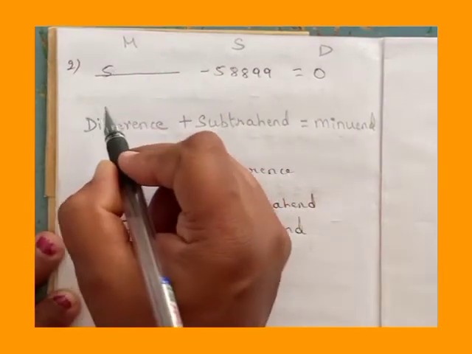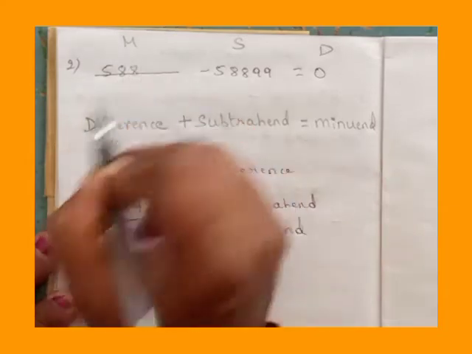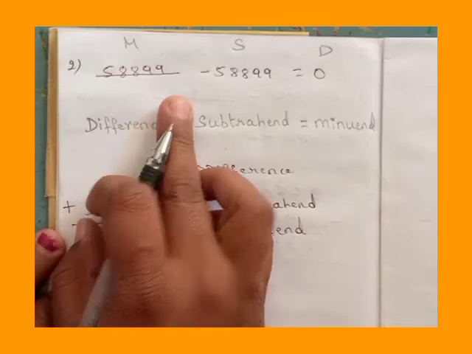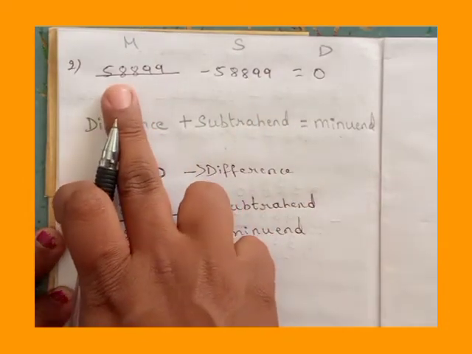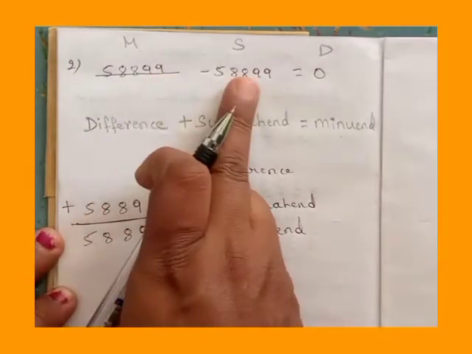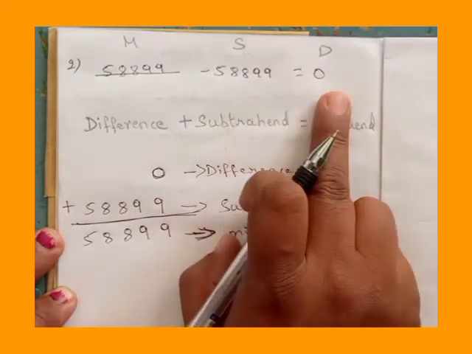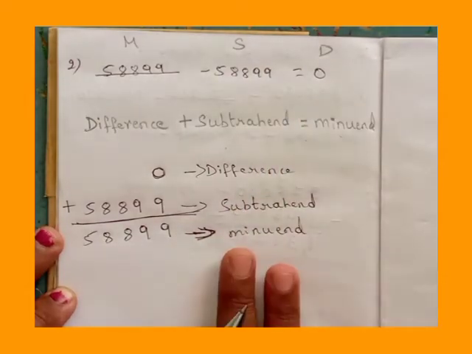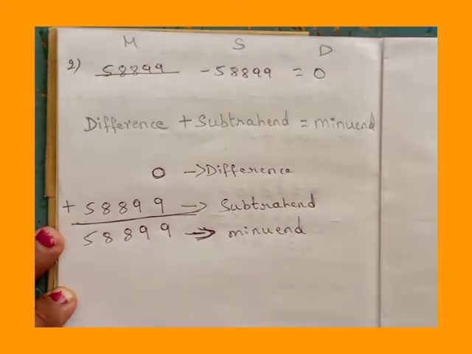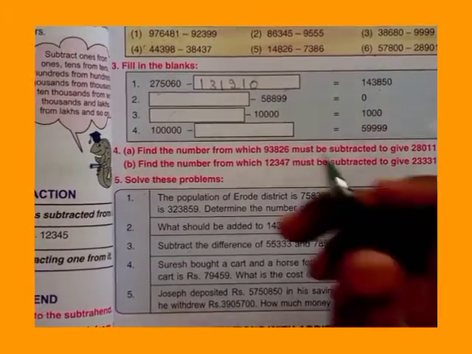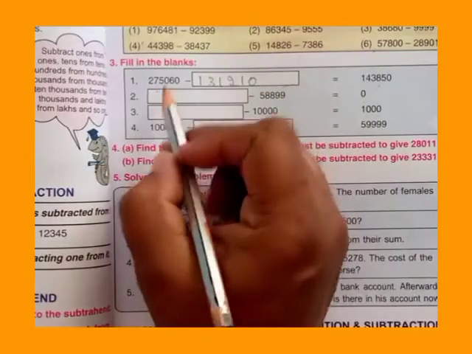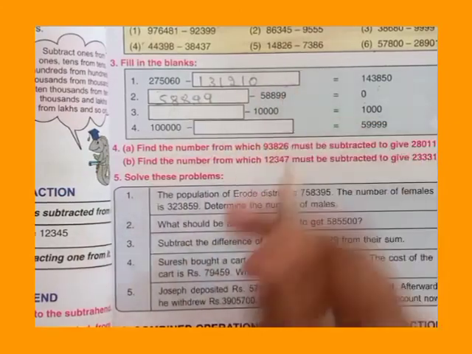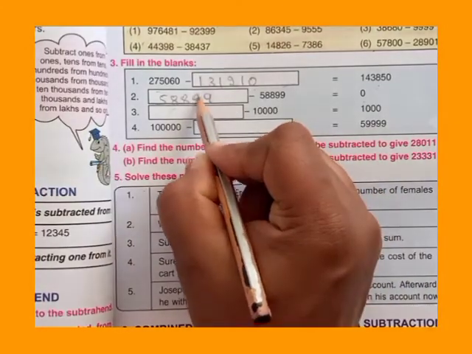Same as it is. 58,899. So this will be 58,899 minus 58,899. What will be the answer here? Difference 0. So like that we need to find out, dear children. So let's fill the answer here. So this will be 58,899. Okay, so this will be the minuend.